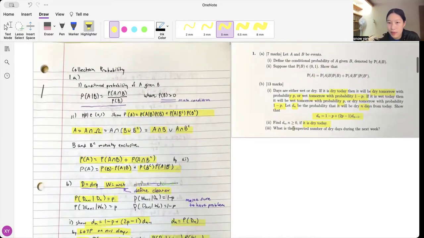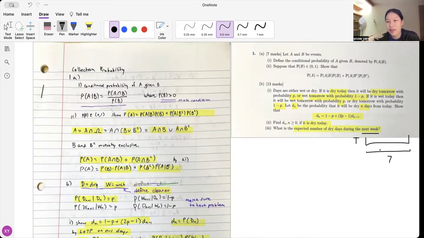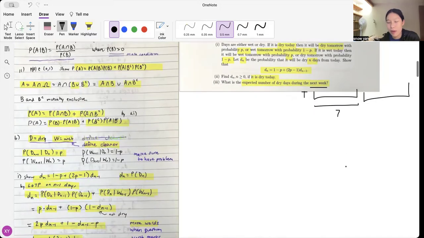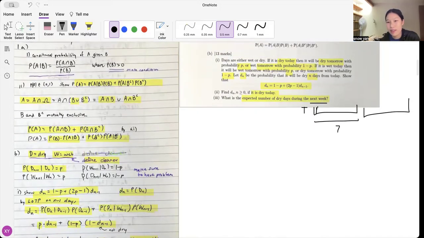And what is the expected number of dry days during the next week? How I got this question wrong was that I misinterpreted what next week meant. Next week means, if today was Saturday, then the next 7 days. If this is today, then next week refers to these 7 days rather than the 7 days after that. I thought it was the 7 days after that, but apparently the next day counts as part of this next week.